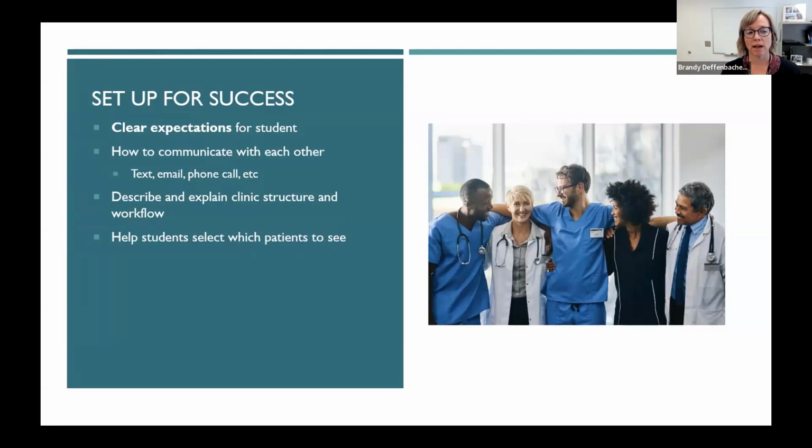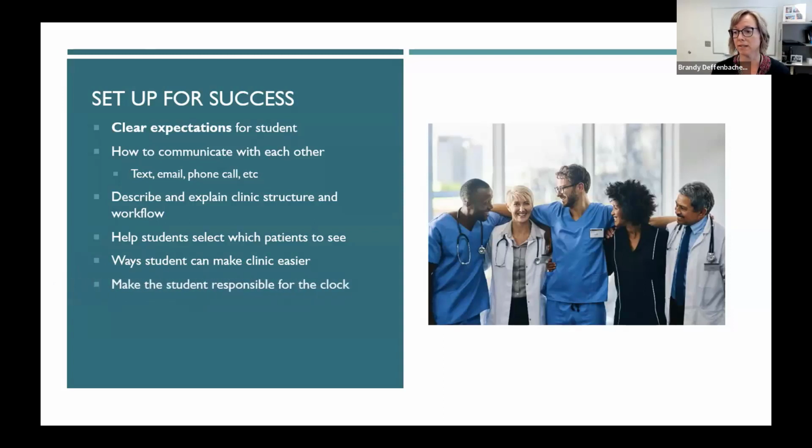I also work with them, and we'll talk more specifically about this, about helping them select which patients to see. When they're first new to the clinic, they have no idea. There's a whole bunch of patients on my schedule. So really helping them identify which ones would be ideal for them to work with initially. We talk a little bit about ways that they can make clinic easier for the provider, for myself, for my team, and how they can be a team player. And again, we'll talk some more about some of these ideas.